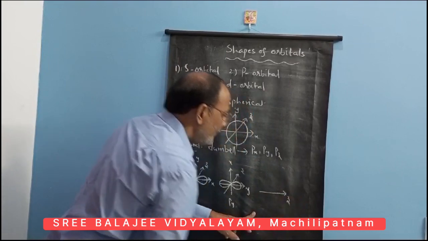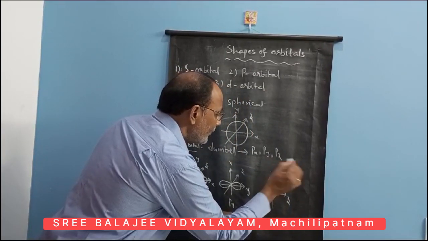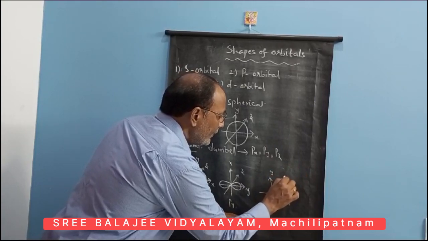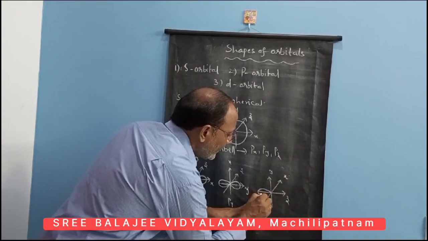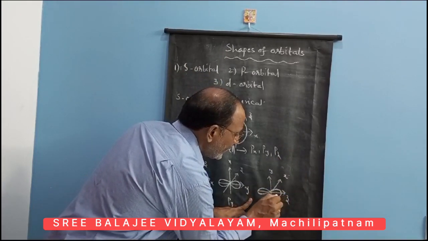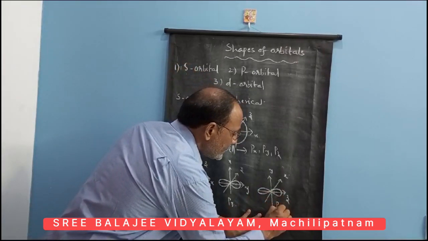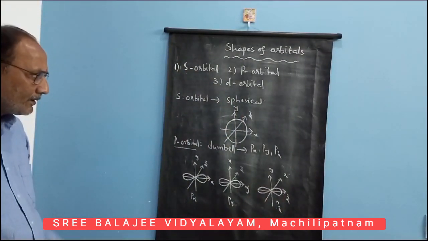And the third one is pz. This time you have to take the z axis, and here the y axis, and this is x. Now the dumbbell should be along the z axis like this. So like that, here we have the shapes of px, py and pz orbitals.